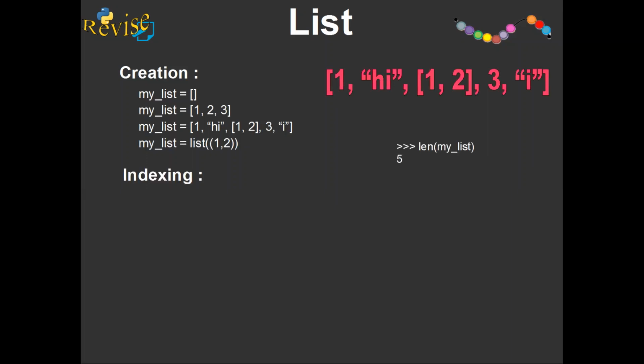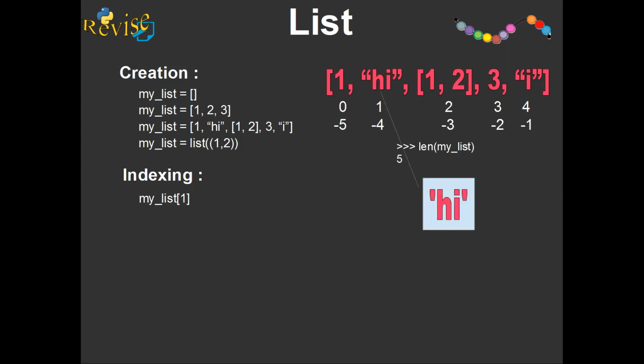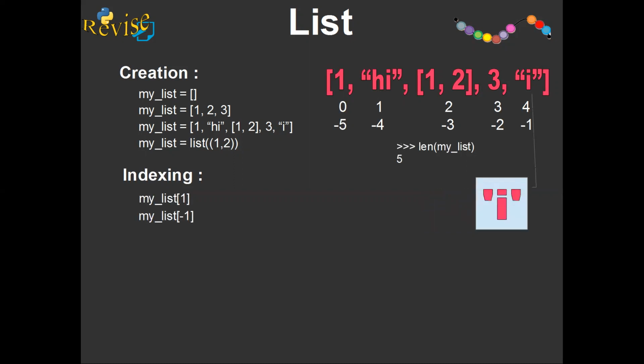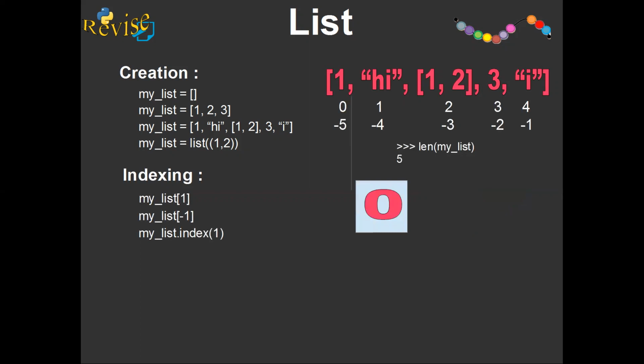Then we'll talk about indexing. A list is positively indexed from 0, 1, 2, 3, 4, because the length of the list is 5, so it is indexed till 4. In the same way you can have negative indexes which come from reverse order, -1 from the backside going till -5. If you want to access any element in the list, you pass my list of 1, which gives you the element at the first index, which is "hi". In the same way you can use negative indexing from -1, it gives "I", which is the last element. Or if you want to see the index of a particular element, you pass it to the index function. You pass number 1, it is at the 0th index.